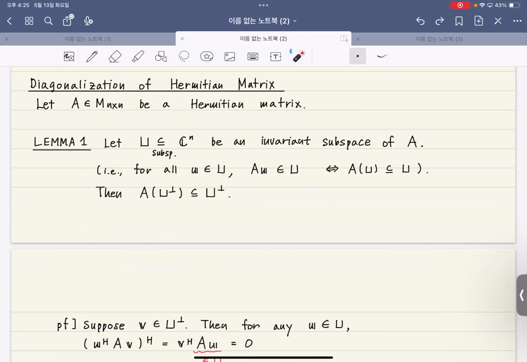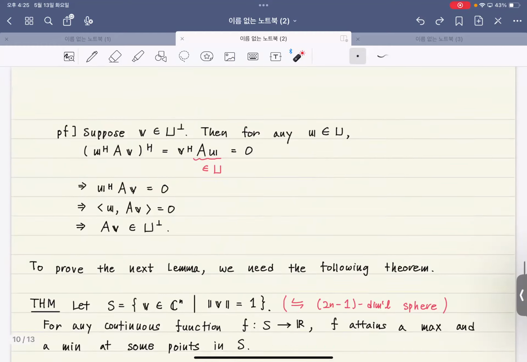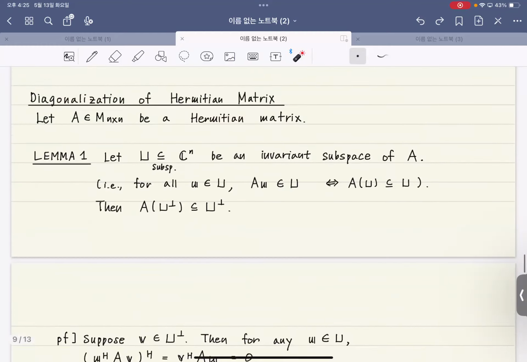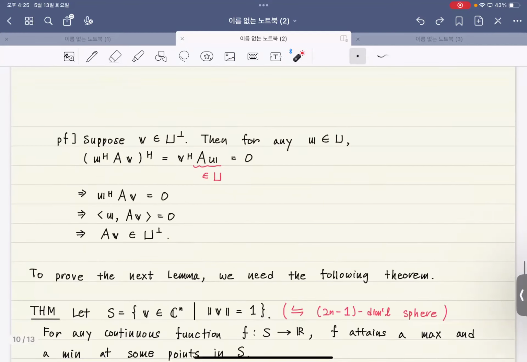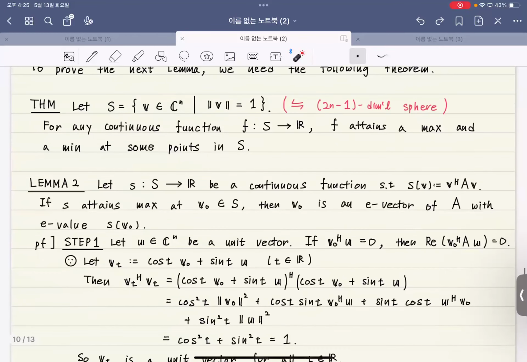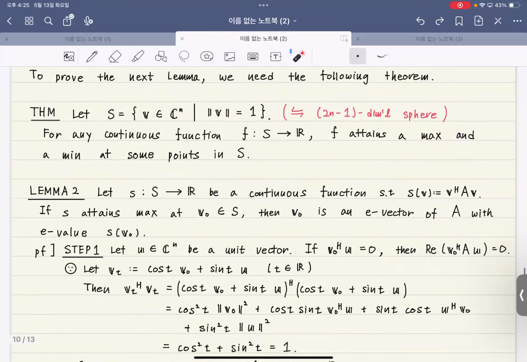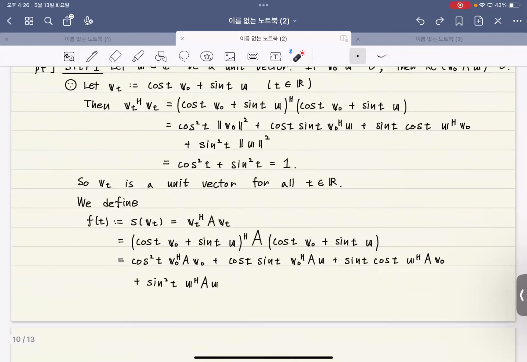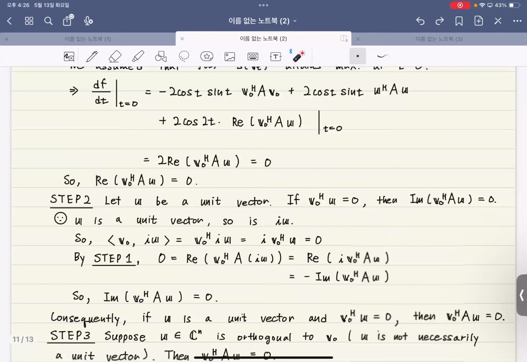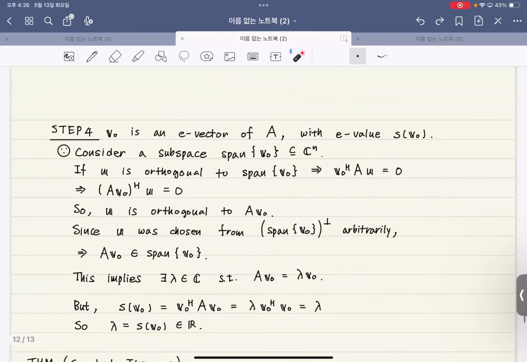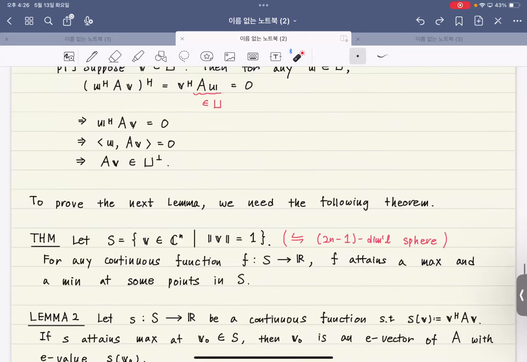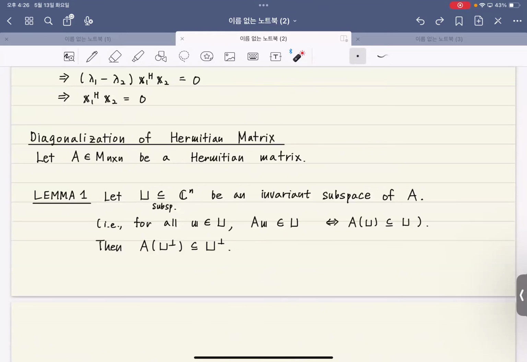So yeah, we have a long way to go. We need to prove Lemma 1 and some theorem from complex analysis, some multivariable calculus, and Lemma 2. Wow, and another theorem. Yeah, there's a long way to go, but let me try to be truly honest.